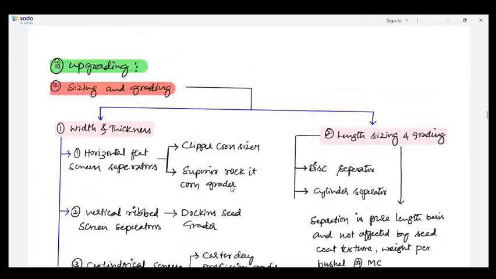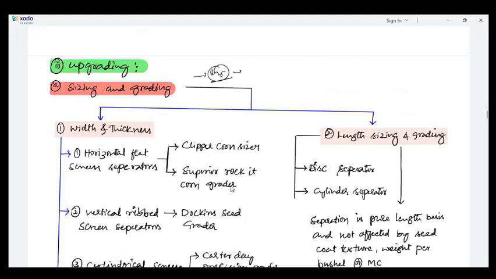Next, we have upgrading. This is the foremost important thing to be remembered in seed technology. You can definitely expect some questions on the upgrading machines, where they will directly ask you what principle the gravity separator works on, what principle the roll mill works on, and what principle the indent cylinder separator, inclined draper, roll mill, and spiral separator work on. So make sure to remember them.